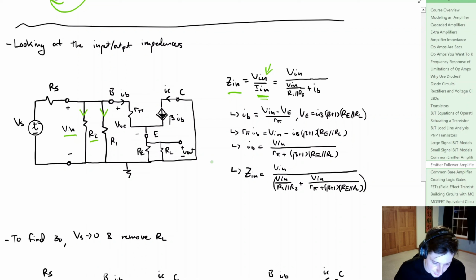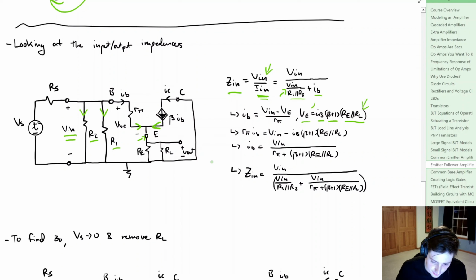But we can combine these two resistors in parallel simply to get Vn divided by R1 in parallel with R2 plus that base current. Now we can actually define that base current as the input voltage right here minus the voltage of this emitter, and that's going to be divided by R pi. Now we know that VE, the voltage over that emitter, is going to be equal to IB times beta plus 1 times the combination of RE and RL, and that's from the KCL at this node E.